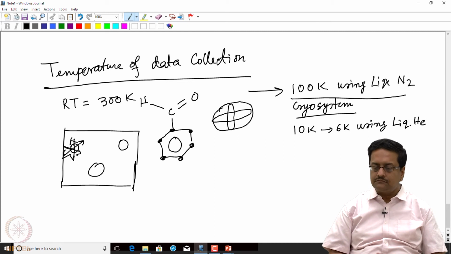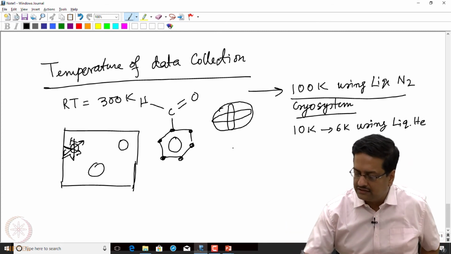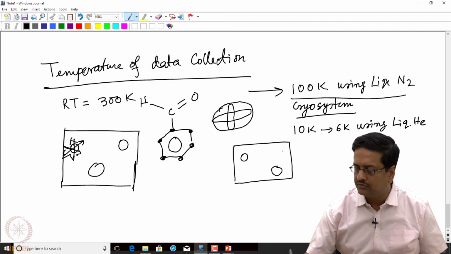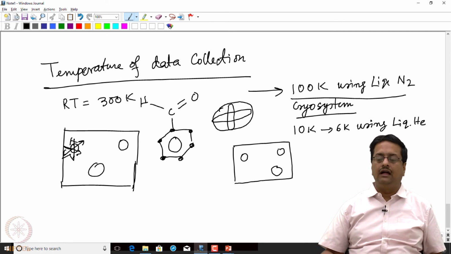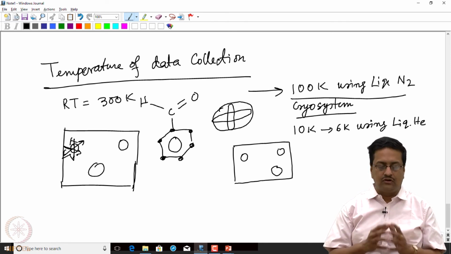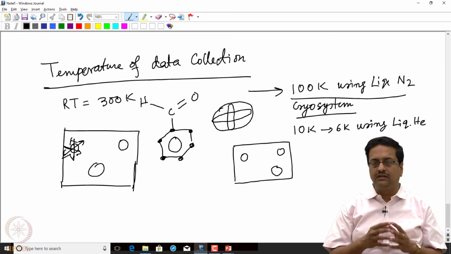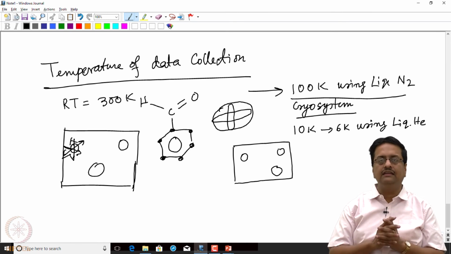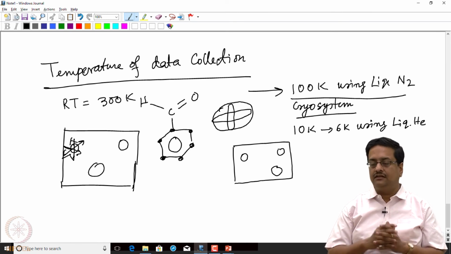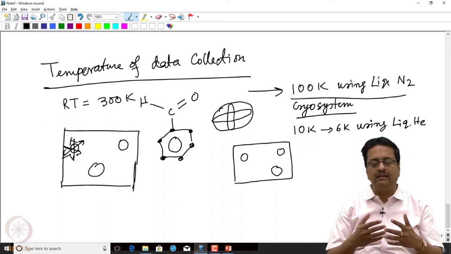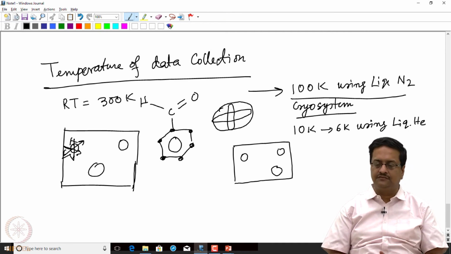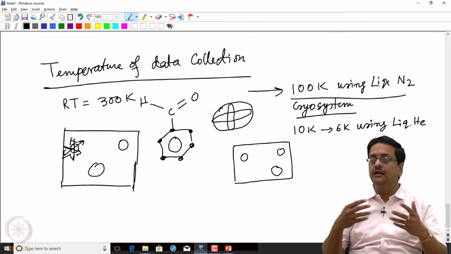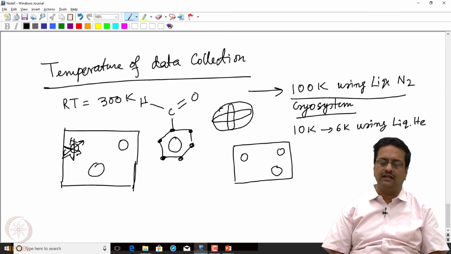As a result, the atoms corresponding to one particular plane have a more spherical nature, and the electrons are confined more close to the nuclei, because the nucleus is not vibrating so much, the electron density is confined in one plane. As a result, the diffraction quality, that is the intensity of the diffracted beam, increases. So for any crystal, if you reduce the temperature to 100 K, it must improve the quality of diffraction from this crystal.